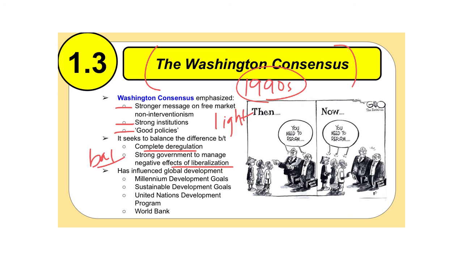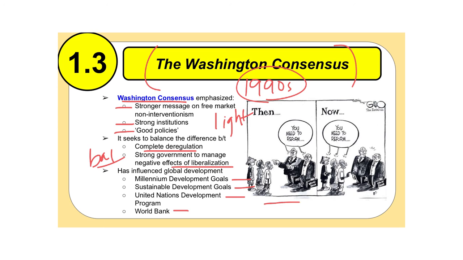And it has influenced global development throughout the later part of the 20th century and emerging into the early parts of the 21st century. How that has happened is the Washington Consensus helped develop things like the Millennium Development Goals, the Sustainable Development Goals, the United Nations Development Programme, and the programs developed through the World Bank. All of those things come out of this movement, which is trying to strike a balance between neoliberalism and an emerging globalization effort throughout the 21st century.